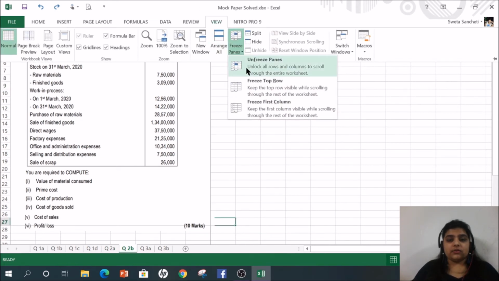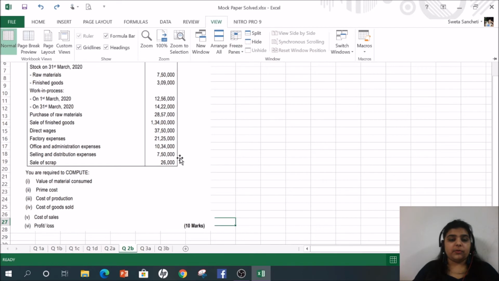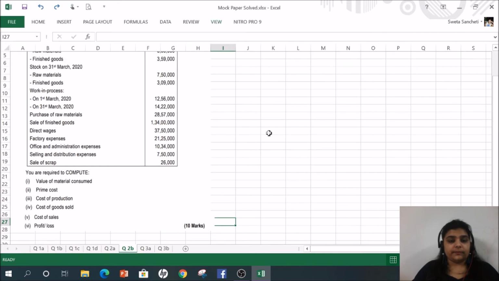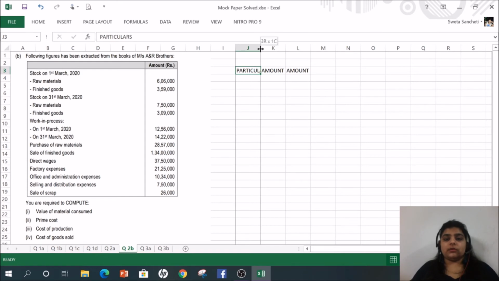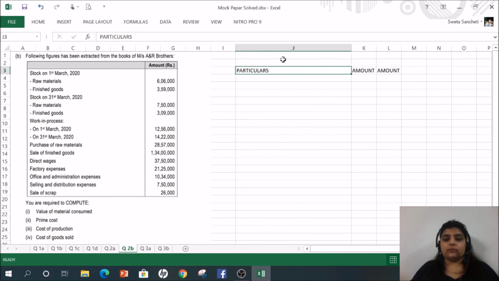So let us start solving this question. We have to prepare the cost sheet. Okay, so I'm going to prepare the cost sheet and the format: particulars, amount, and amount, an inner column and an outer column. This is my cost sheet.